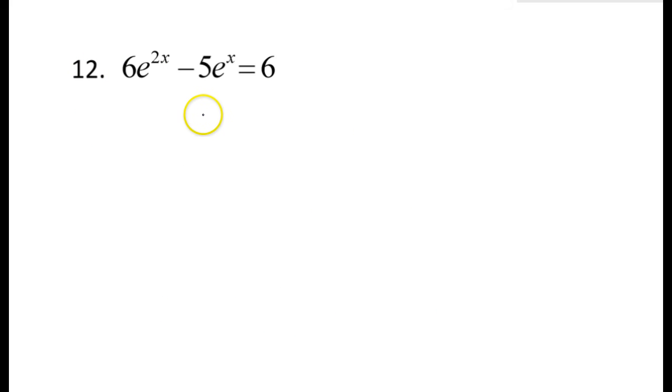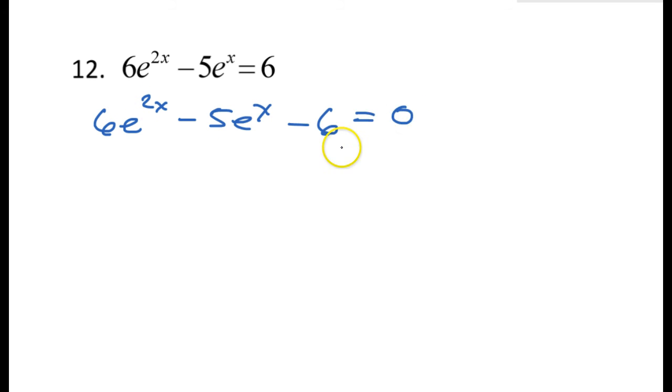All right, number 12. Of course, we need to subtract 6 from both sides before we get started. So this becomes 6e to the 2x power minus 5e to the x minus 6 equals 0. And again, we must factor this thing down. Okay? If you already figured it out, don't tell me the answer. Let me just guess.